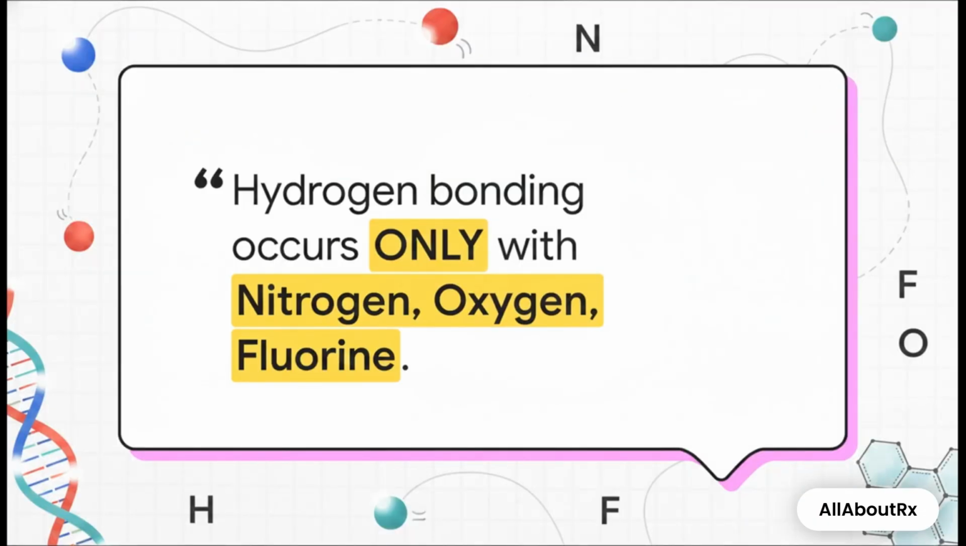Our next crucial rule is one you should absolutely never forget, the NOF rule. Hydrogen bonding doesn't just happen anytime hydrogen happens to be around. It only occurs when hydrogen is attached directly to nitrogen, oxygen, or fluorine, NOF. Remember, if it's not one of those three, it is not a true hydrogen bond.